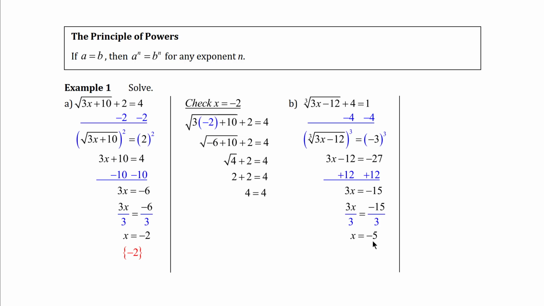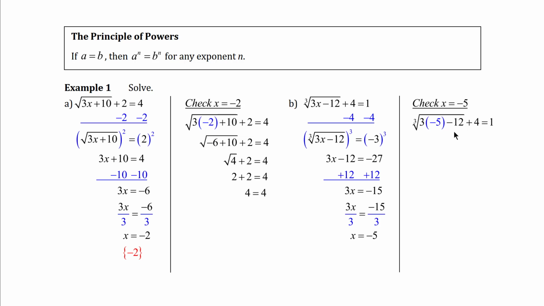Next, we verify that negative 5 is a solution to the equation. We just take negative 5 and plug it in for x in the original equation. We have the cube root of 3 times negative 5 minus 12 plus 4 equals 1.